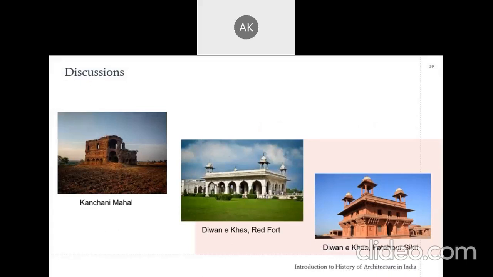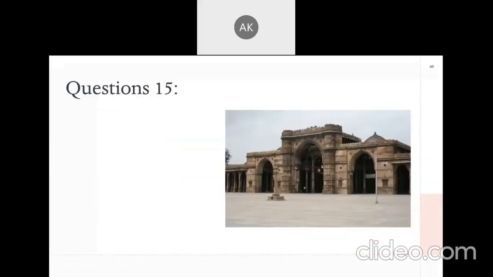This is the Diwani Khas of Fatehpur Sikri, and there is a beautiful, similar structure in Lahore as well, the Diwani Khas situated in Lahore Fort. Fine. So you can identify that the red building is the Diwani Khas of Fatehpur Sikri, and the white structure is from Delhi, situated in the Red Fort complex. Okay, so question number 15. Identify this structure.